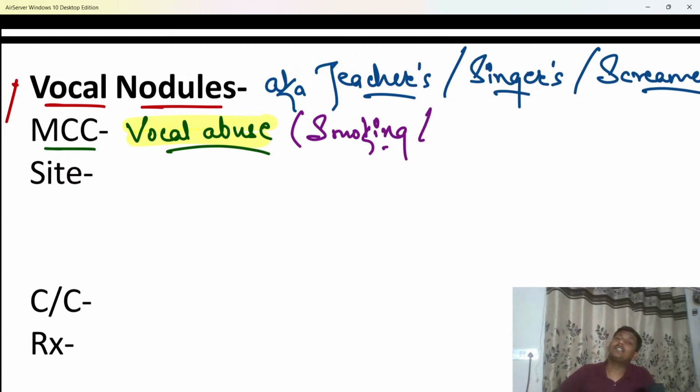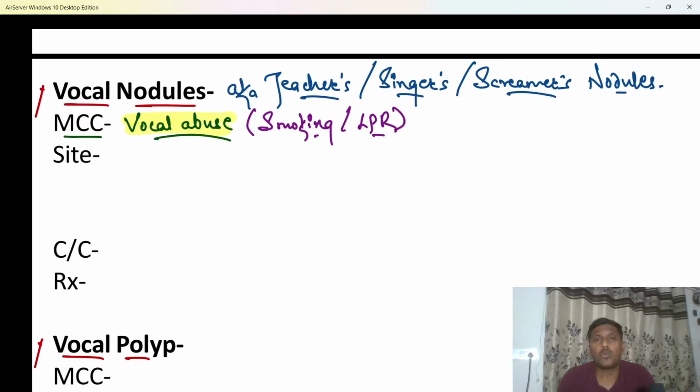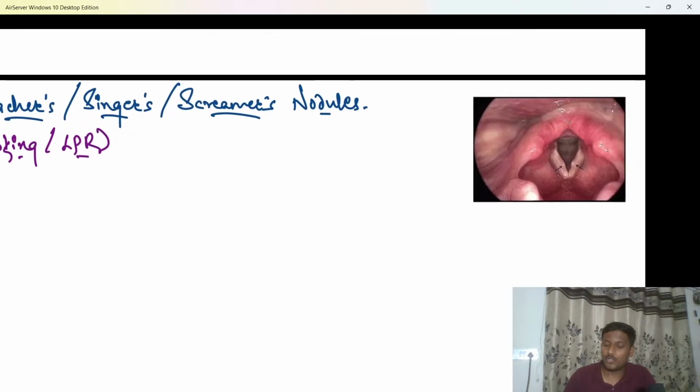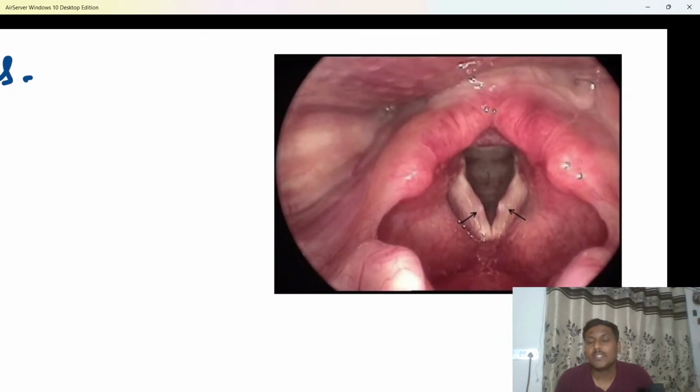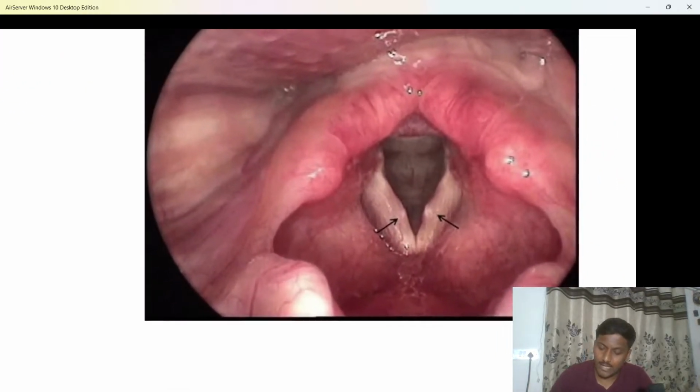But when that acid of the stomach, beta, due to more and more reflux, starts coming inside the larynx and pharynx, then it is called LPR. What is LPR? Laryngopharyngeal reflux. When the acid starts coming inside the larynx and pharynx, causing LPR, that acid also can cause damage to the vocal cords, and that can lead to formation of these vocal nodules as well.